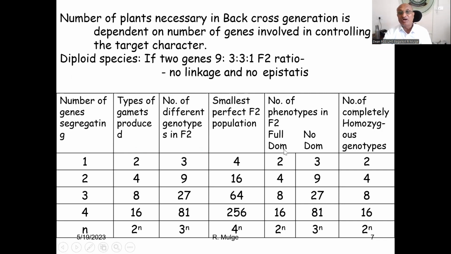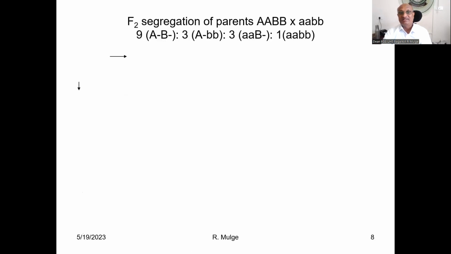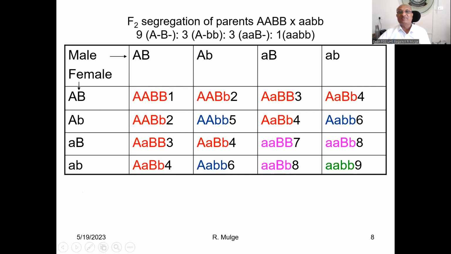So when it is full dominant, you have got only 4 types, the 9, 3, 3, 1, as we said. What is that? The homozygous dominant and heterozygous are the same. Both genes' dominance is there. This is 1.